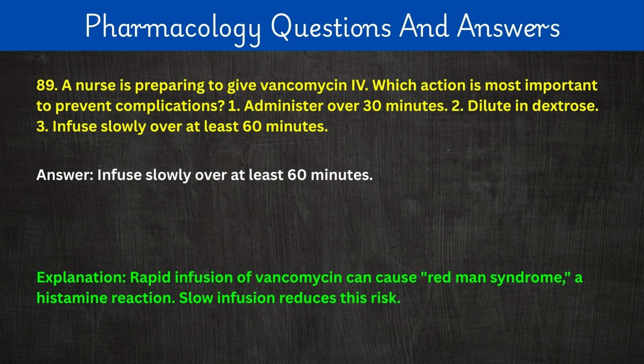89. A nurse is preparing to give vancomycin IV. Which action is most important to prevent complications? 1. Administer over 30 minutes. 2. Dilute in dextrose. 3. Infuse slowly over at least 60 minutes. Answer. Infuse slowly over at least 60 minutes. Explanation. Rapid infusion of vancomycin can cause red man syndrome, a histamine reaction. Slow infusion reduces this risk.